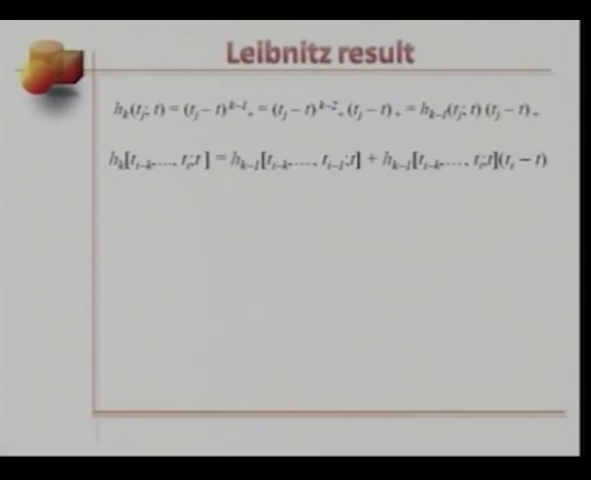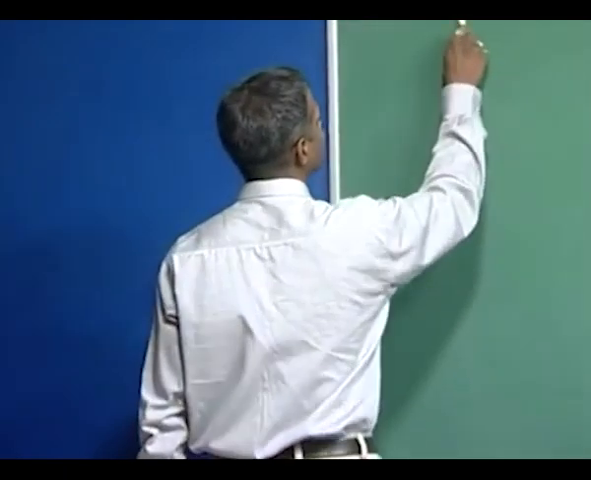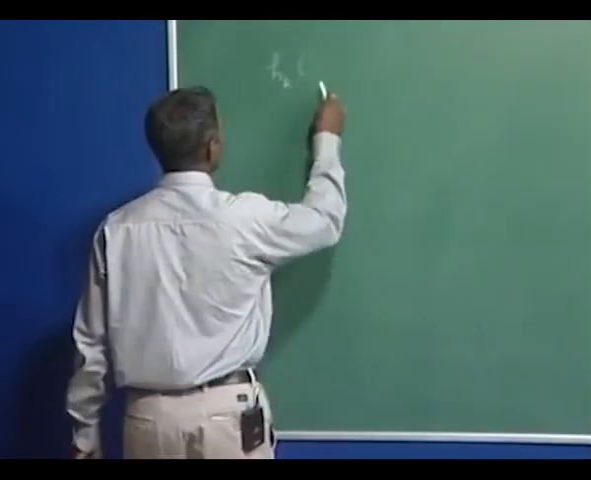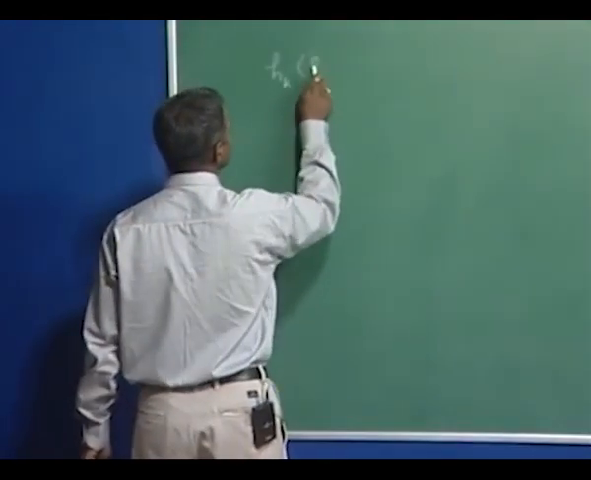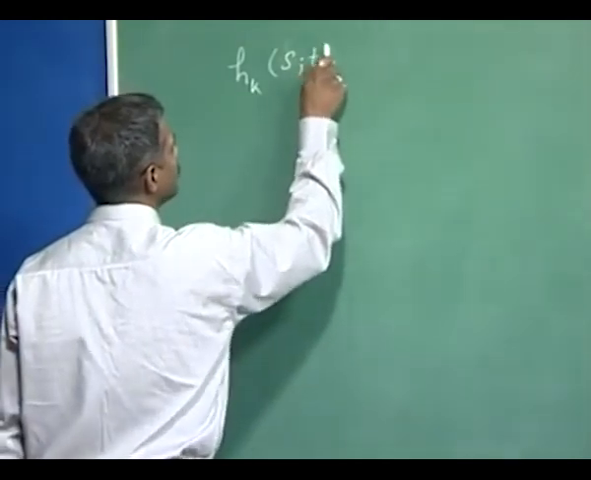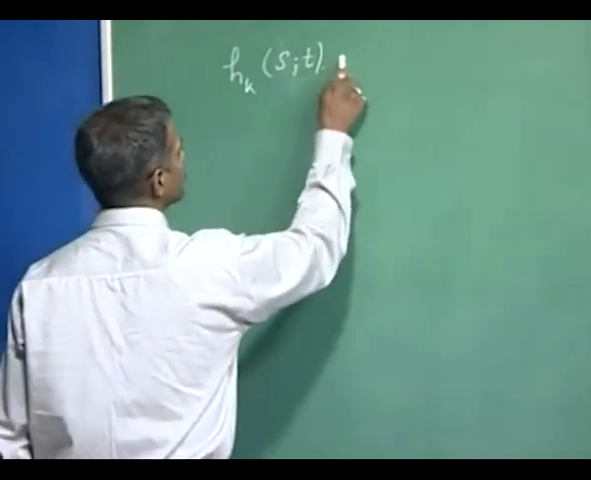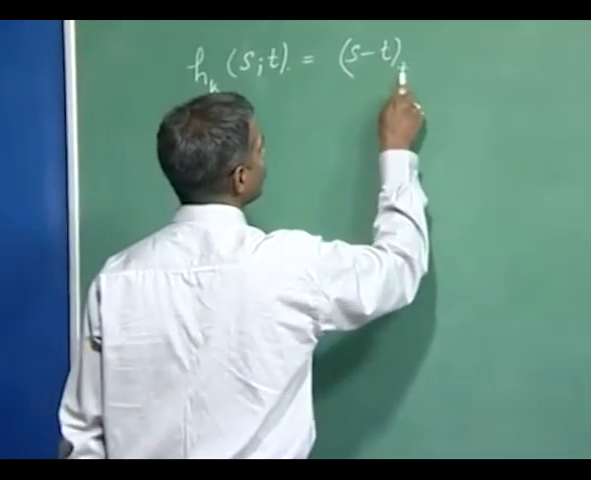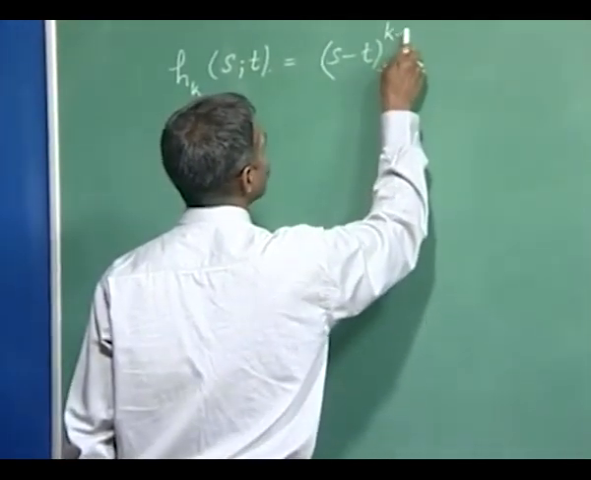I have skipped a few steps here. Let me show you those steps on the board. So let's start with our truncated power function of order k, and let me represent it using two parameters s and t. This is equal to s minus t truncated raised to k minus 1.